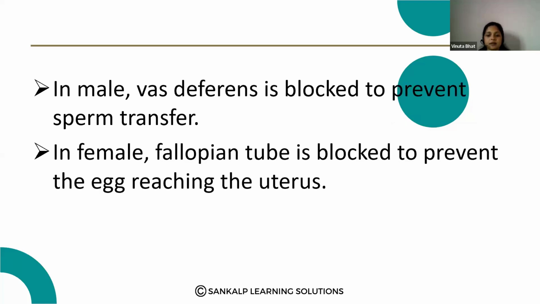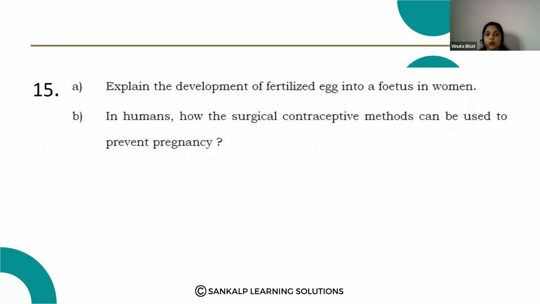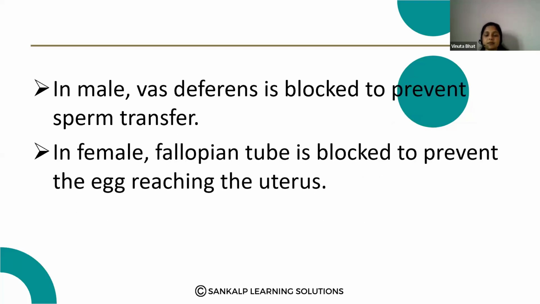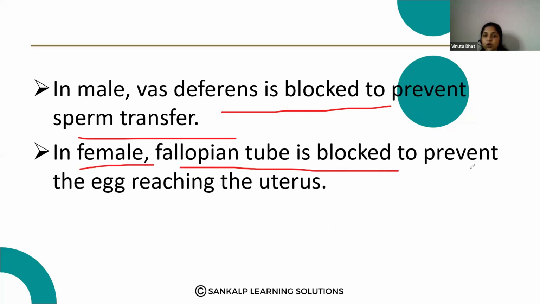Next one, B question. In humans, how can surgical contraceptive methods be used to prevent pregnancy? In the surgical contraceptive methods, in males the vas deferens is blocked to prevent sperm transport, and in the case of females, the fallopian tube is blocked to prevent the egg reaching the uterus.